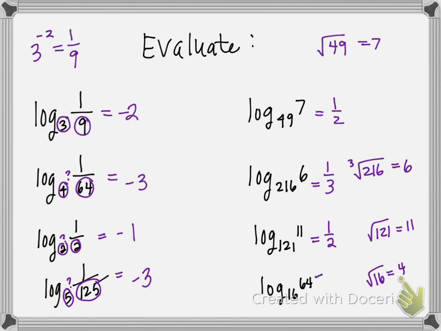But I need to get 64. I can actually modify 4 to get 64. If I raise that to the 3rd power, that gives me an answer of 64. So what I did to 16 is first I took the square root, which is raising it to the 1/2, but then I raised that answer to the 3rd power. So this happens to be 3/2.